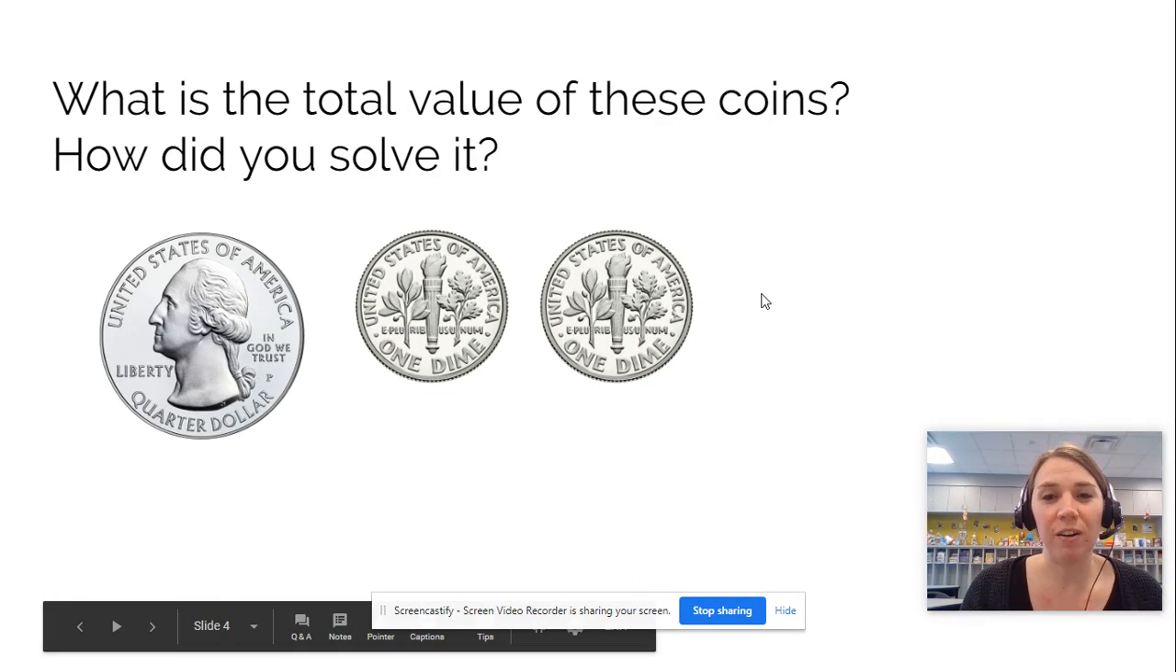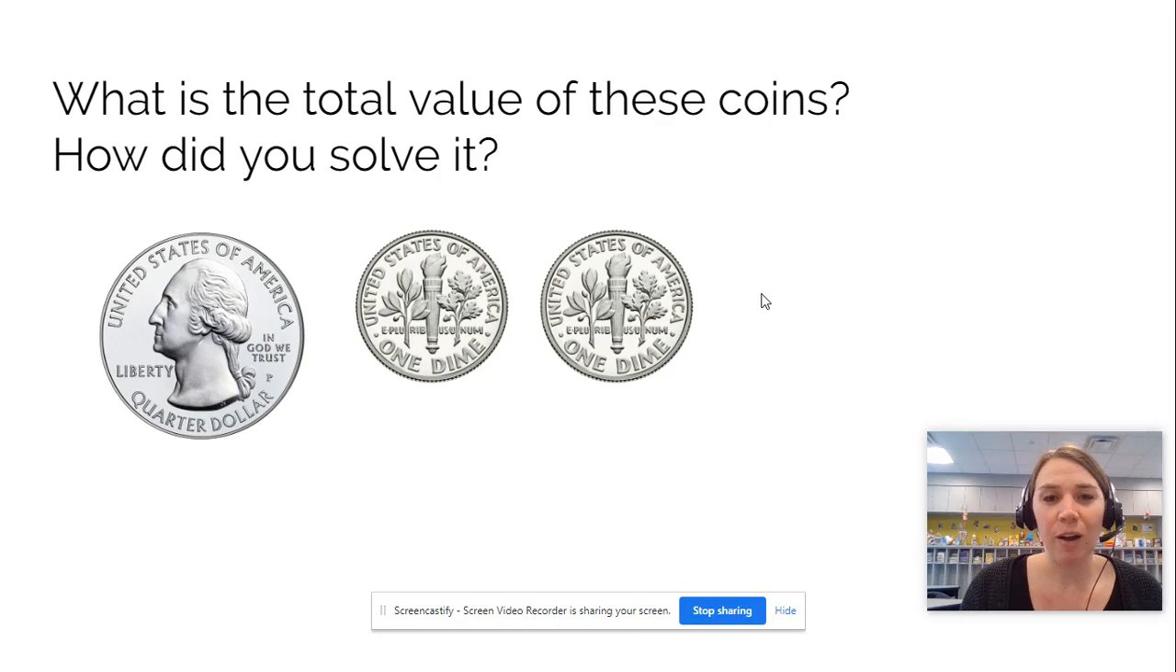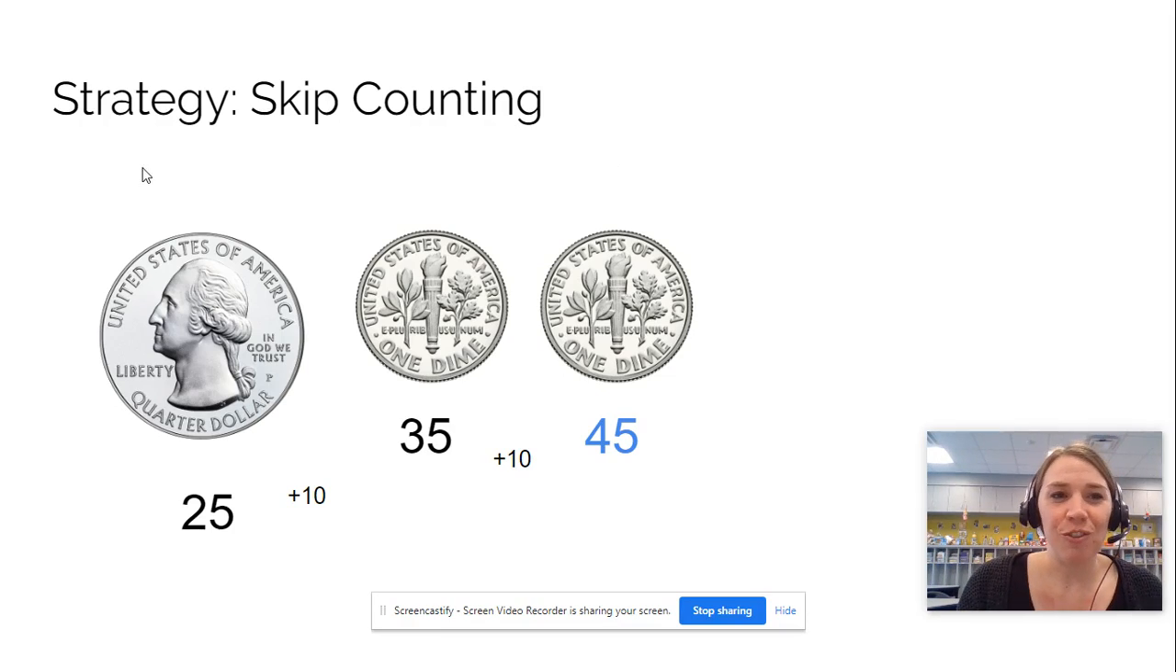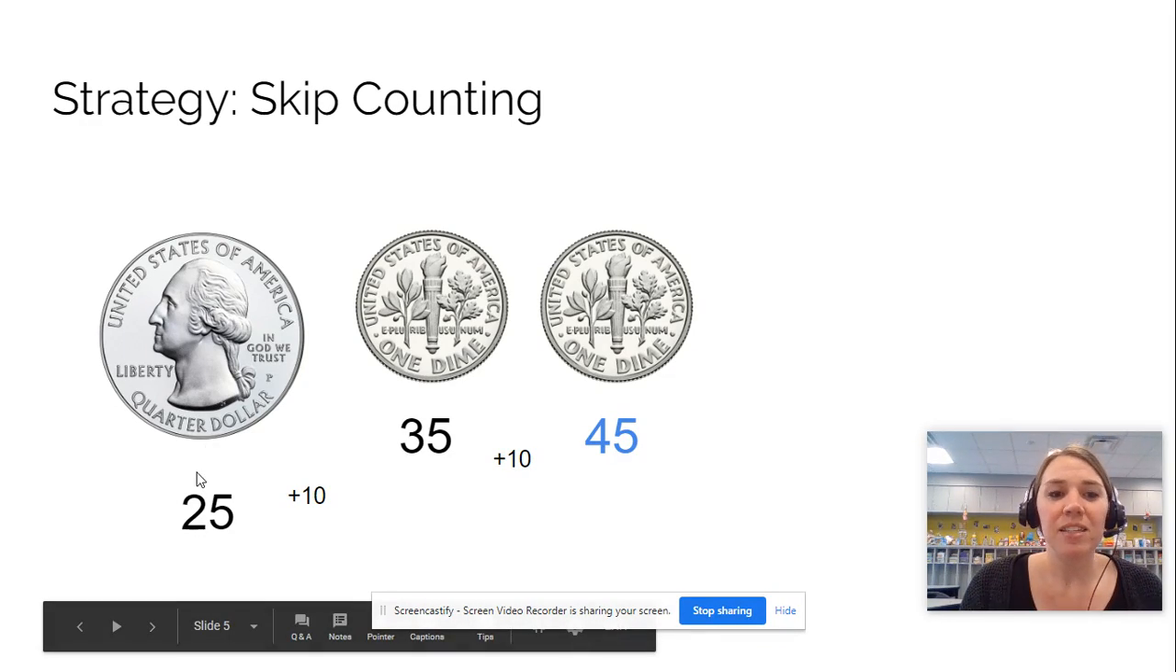What is the total value of these coins? How did you solve it? Pause your video and solve it on paper now. Next, one strategy you could use is skip counting. You could start your quarter at 25 cents, skip up a 10 to get 35, and up another 10 to get 45. You jump tens because dimes are worth 10.